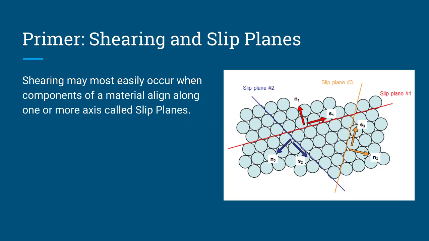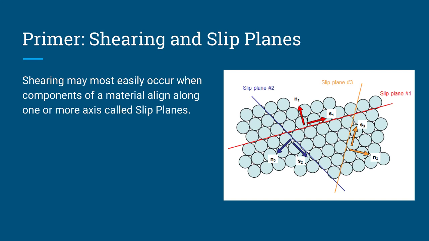Well, let's get into the primer first. Let's talk about shearing and slip planes. In basic material science, you have this idea of slip planes that may occur based on the alignment of certain materials and their molecules. When you have an arrangement of openings between molecules that are aligned, we call this a slip plane. The slip planes are the most susceptible to shearing, and they become easier to shear at those points.